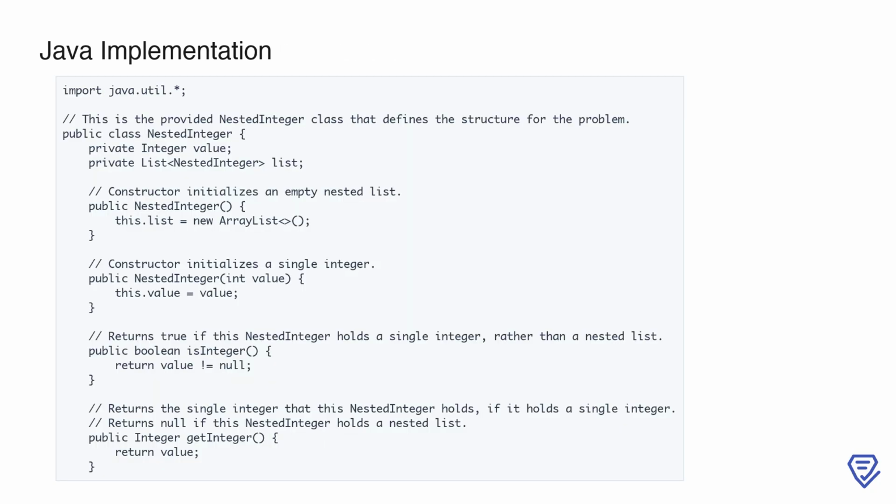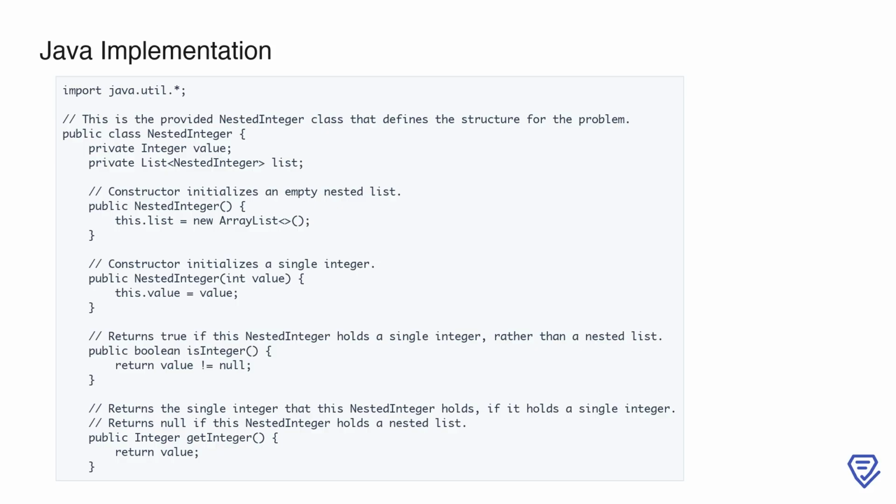Here, we begin with the nested integer class, which is the foundational structure for this problem. It can either hold a single integer or a list of other nested integer objects. We start by defining two private fields, value, which holds the integer if this object represents a single value, and list, which is a container for a nested list.